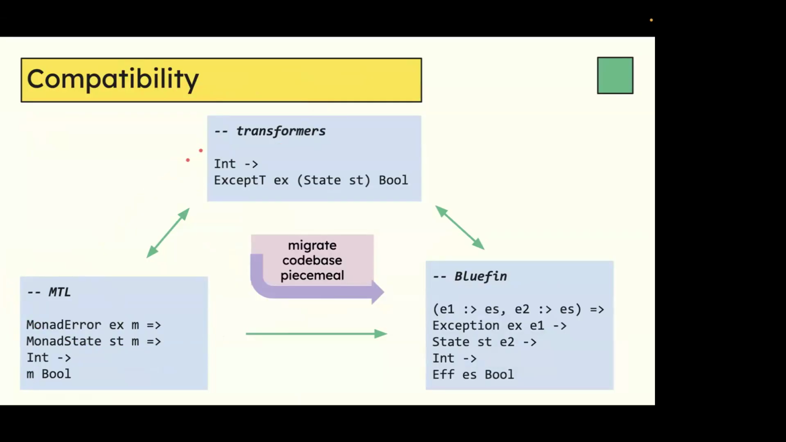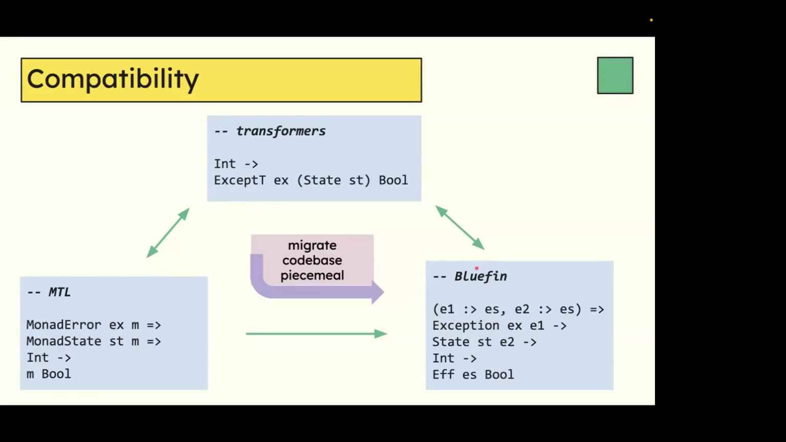And the constraints that the MTL world provides can actually be instantiated by Bluefin constraints. So we can interpret monad error and monad state as Bluefin operations that take these exception and state handles. And similarly, it's straightforward to handle concrete monad transformers and then reinterpret them as Bluefin operations.